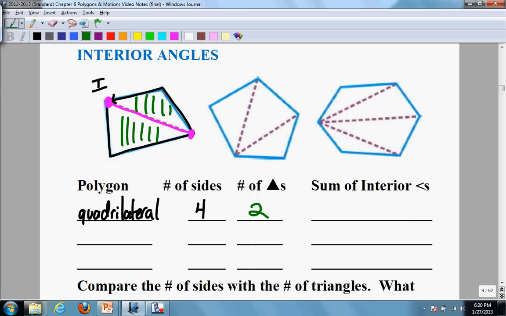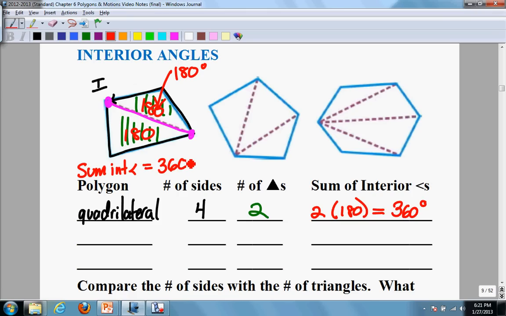Now, we learned in a previous lesson that each triangle adds up to 180 degrees. So in a quadrilateral, if I have 2 triangles, to find the sum of the interior angles, I just do 2 times 180, and that gives me 360. So for a quadrilateral, the sum of the interior angles is always going to be 360 if it's convex.